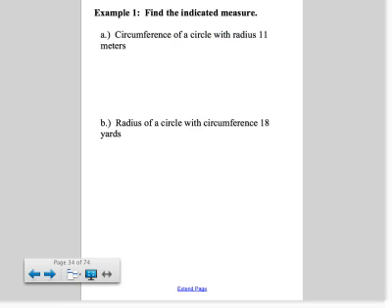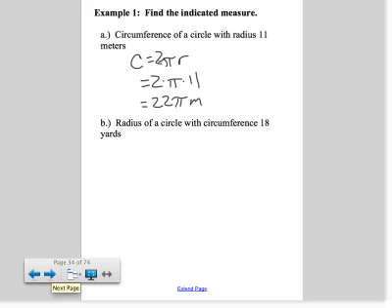Alright, so it says find the indicated measure. Part A says the circumference of a circle with radius 11 meters. So circumference equals, I always like the 2 pi r formula personally. 2 pi r. And so we know what our radius is. Our radius is 11, so we have 2 times pi times 11. And so we'll just say that that's 22 pi meters. And again, you could get a decimal rounded to the nearest hundredth or tenth or whatever, it doesn't matter.